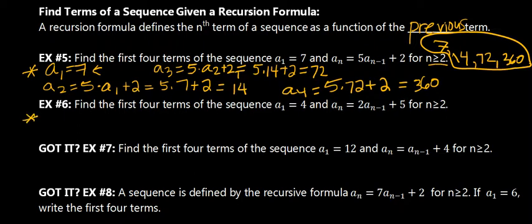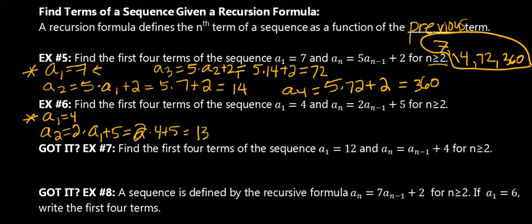Again, going over another example, in example 6, we have an initial starting point of a sub 1 equals 4, and we're asked to find the first 4 terms of a sub n equals 2 times the previous term plus 5. So let's go ahead and calculate that out. A sub 2 is defined as 2 times the previous term, so a sub 1 plus 5. And we are given a sub 1, which is nice, so we have 2 times 4 plus 5. And we have 13.